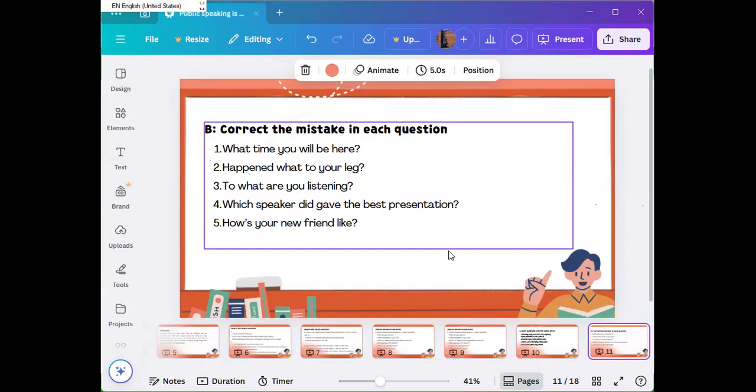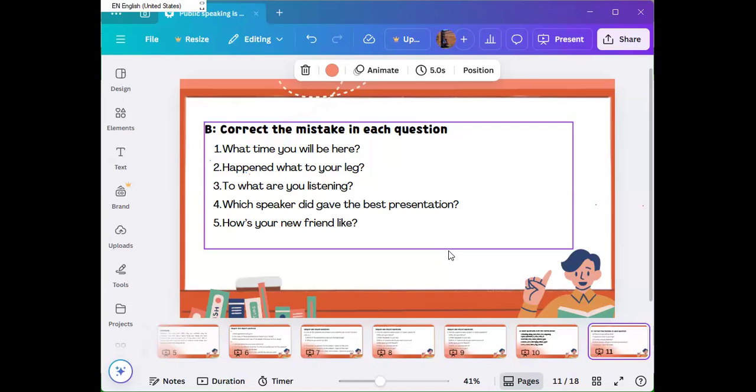Number 1, what time you will be here? All of these sentences, all of these questions are incorrect. They have some mistake. You have to tell me which one is the mistake. Asking a question, what time you will be here? Mostly this looks correct, but it is incorrect. Which one is incorrect? Could you please tell me for number 1?